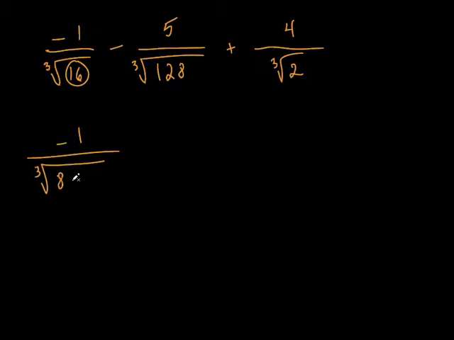Now, you could have broken it right down into its prime numbers, couldn't you? You could have gone 2 times 2 times 2 times 2. You could have done that if you wanted to, but this way is a little bit more streamlined and easier because I know what the cube root of 8 is. Cube root of 8 is just a 2. So that makes things a little bit easier.